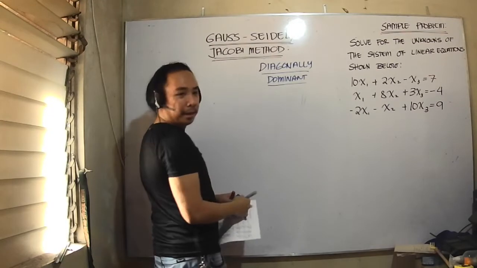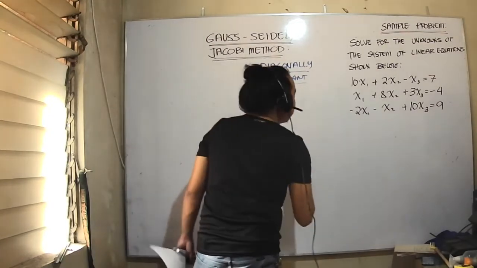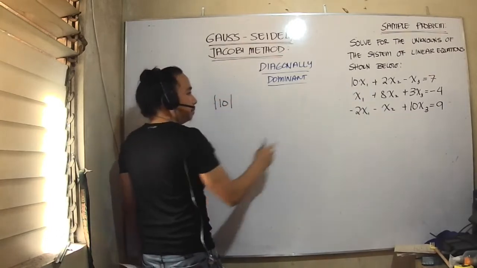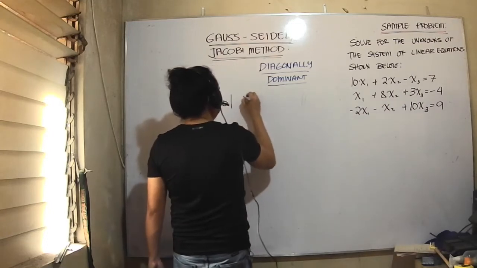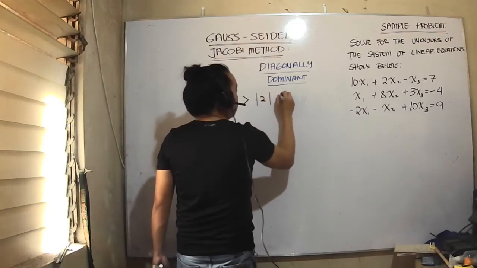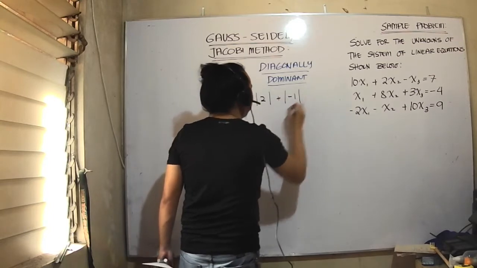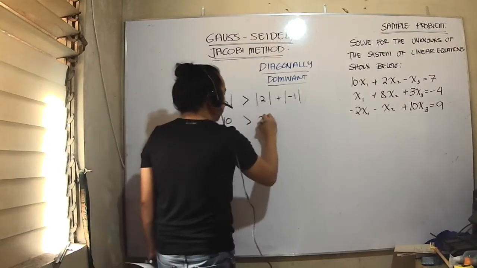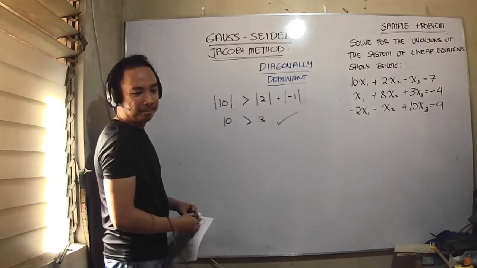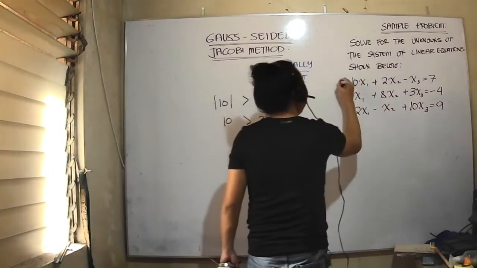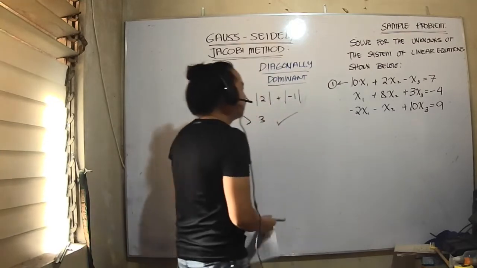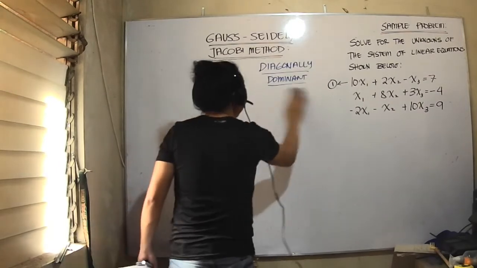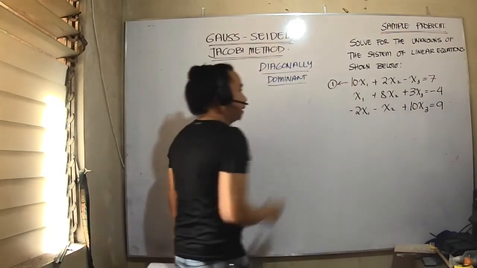Now let's go to the equation with 10x1. The absolute value of 10 should be greater than 2 plus the absolute value of negative 1, so 2 plus 1 is equal to 3. Bingo! 10 is greater than 3. This is our first equation, so the arrangement is not yet right for x1, the first variable.